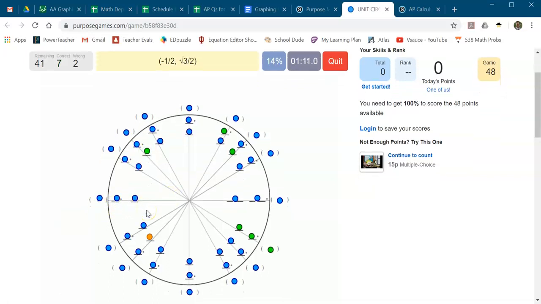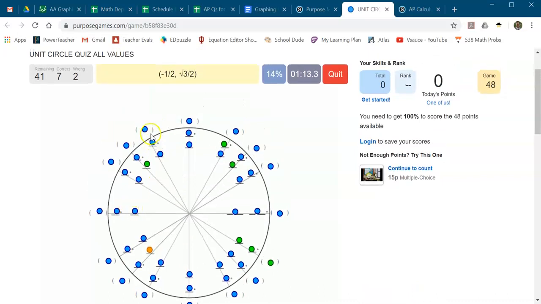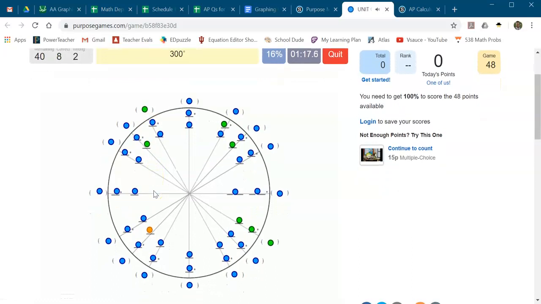Now I'm not going to do the whole thing right now. I just want to make sure I show you what I wanted to. If you click a few times, so let's do one that's incorrect. Let's do 300 degrees here. That's wrong. Let's do 300 degrees here.